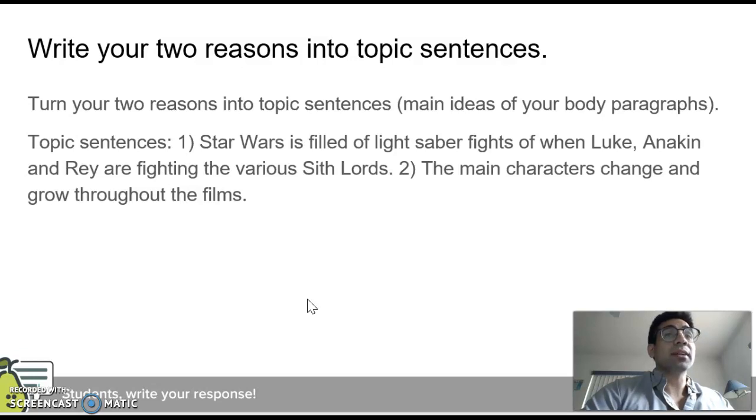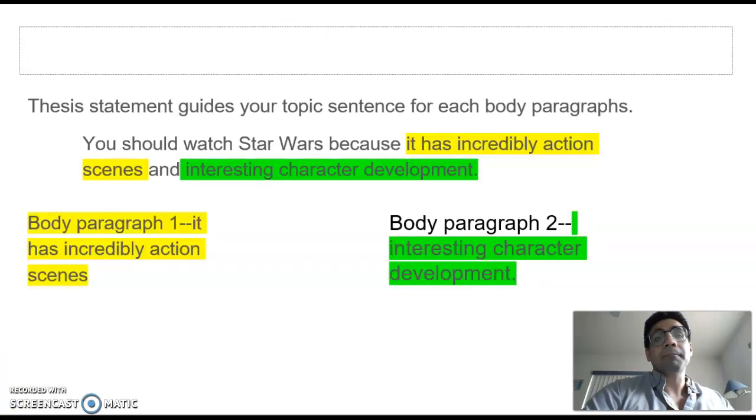Star Wars is filled with lightsaber fights when Luke, Anakin, and Rey are fighting the various Sith Lords, and 2, the main characters change and grow throughout the film. So look at this slide if you're having trouble dividing your thesis into 2 different topics.